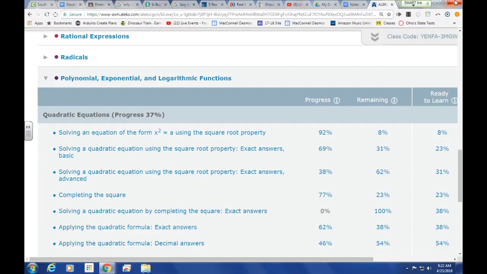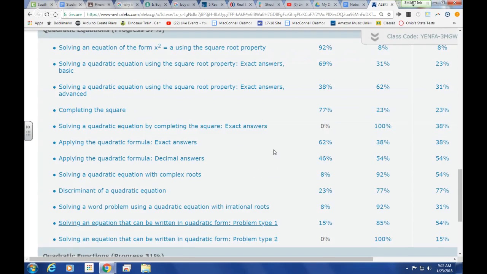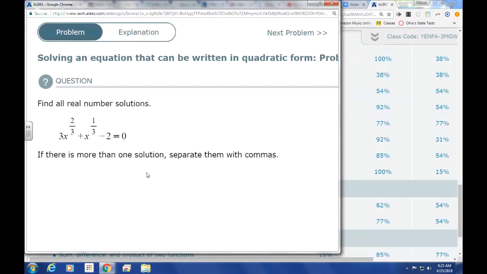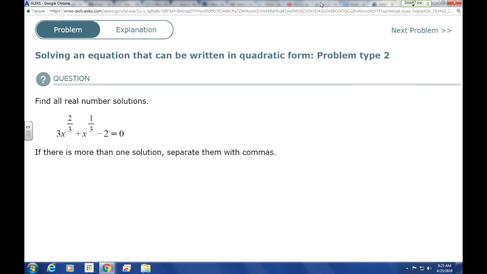We got one more? Is that right? Last one? Okay. Let's go ahead and write that down, and then we'll start it here in about 5 seconds.